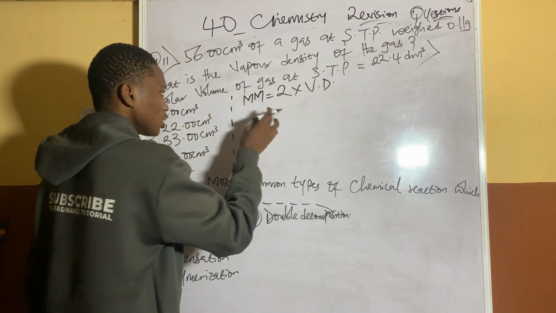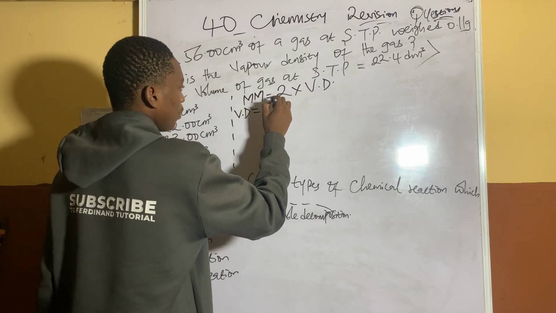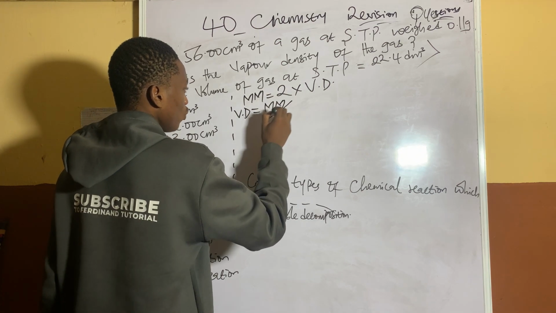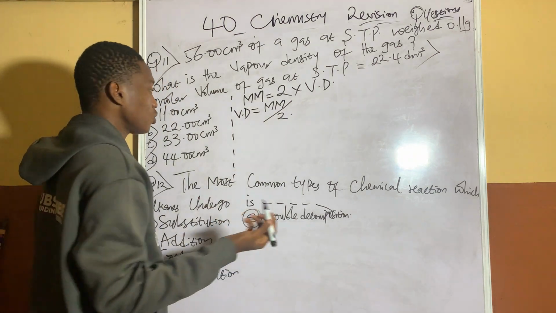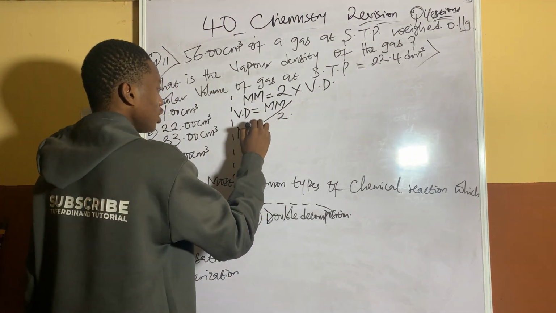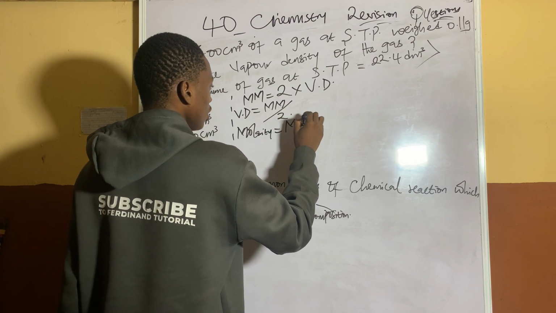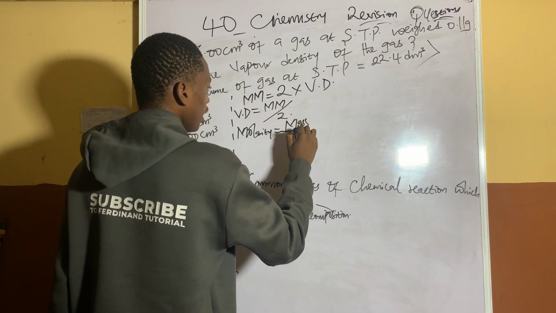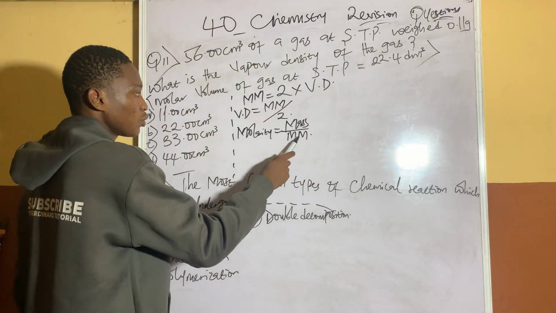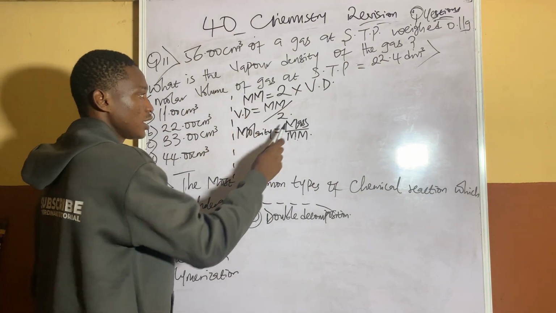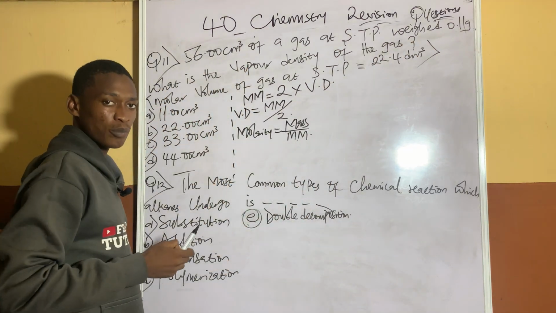So to make vapor density the subject of the formula, I'll say vapor density is equal to molar mass over 2. And to calculate our molar mass, I usually say molarity is equal to mass all over molar mass. If you look at the question, what we are looking for here is molar mass, because I will need my molar mass to calculate my vapor density. I already have my mass, which is 0.11 gram. So I want to calculate my molarity.